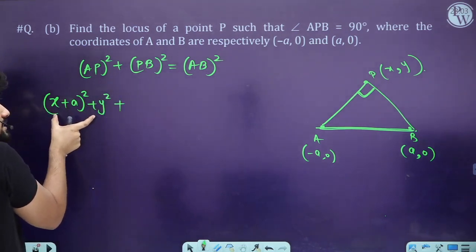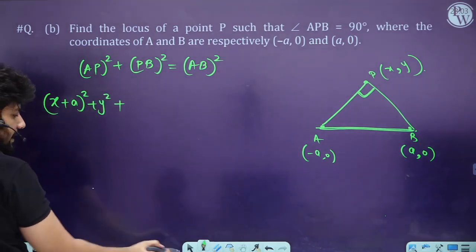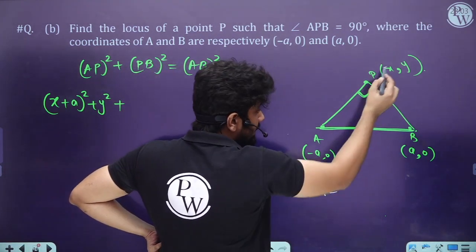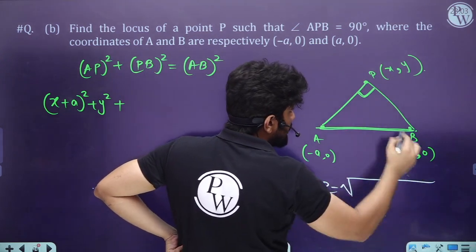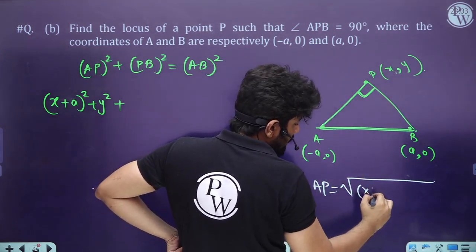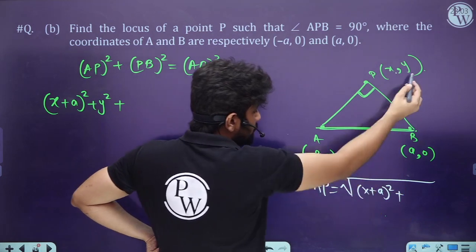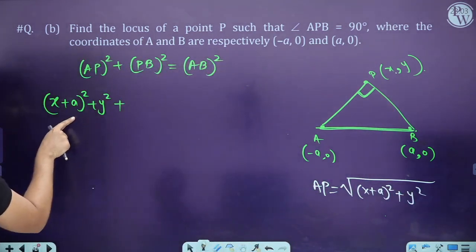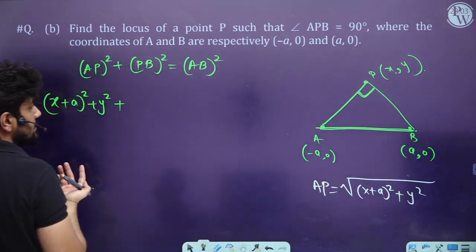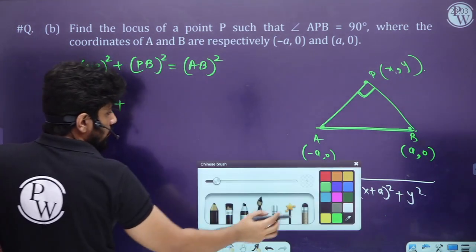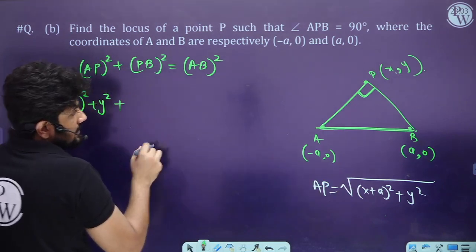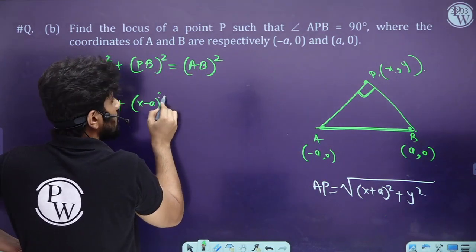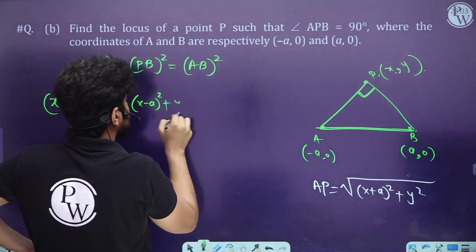This is the distance formula. If I write AP, what is AP? Distance between point A and point P is going to be under root of (x minus of minus a) square, which is (x plus a) square, plus (y minus 0) square, right? This is AP. Now what will be AP square? This under root will go away, that's it. So this is AP square. What is PB square? In the similar way, PB square will be (x minus a) square plus (y minus 0) square, which is y square.